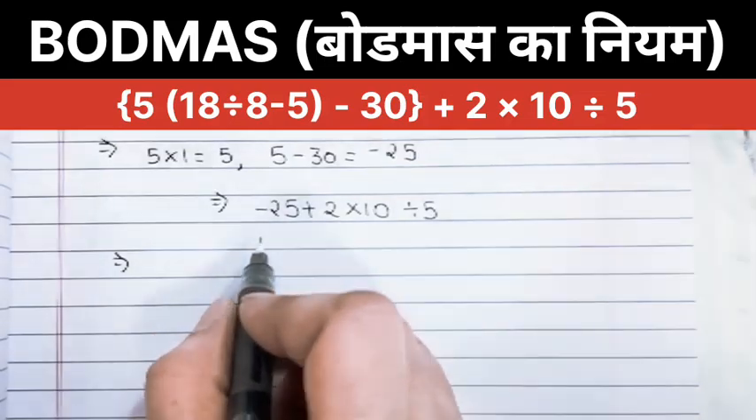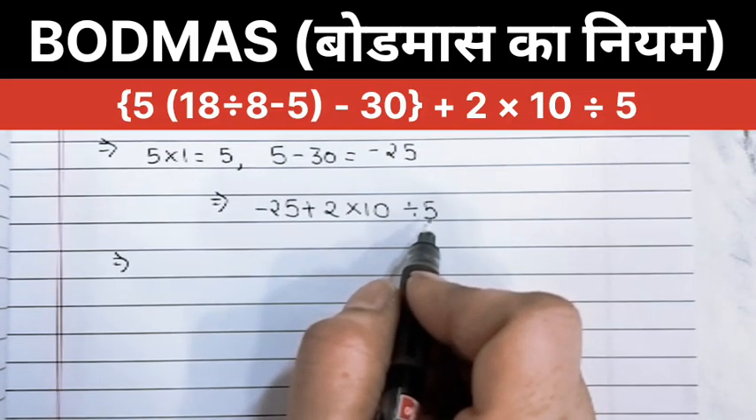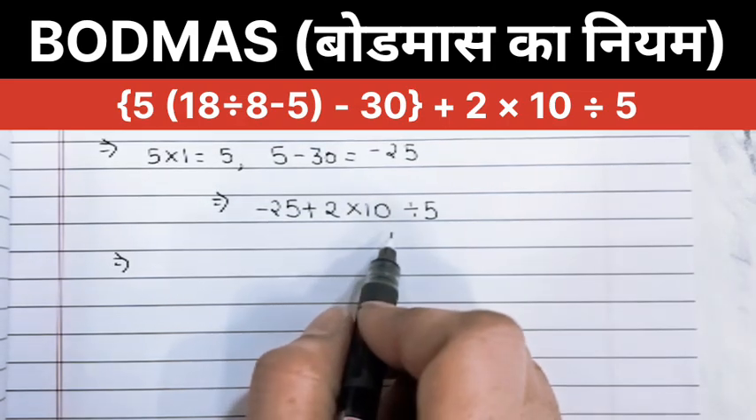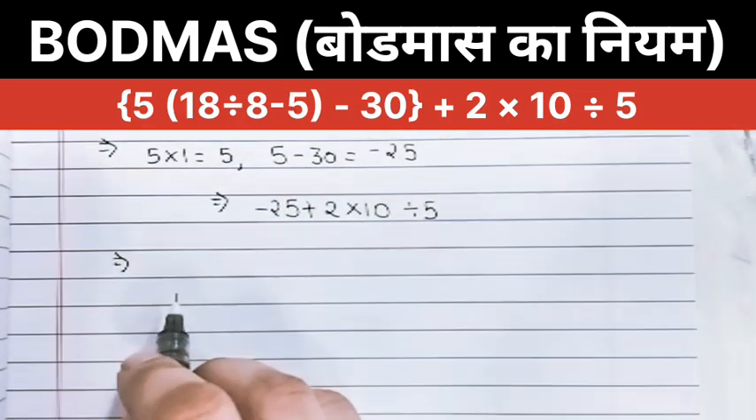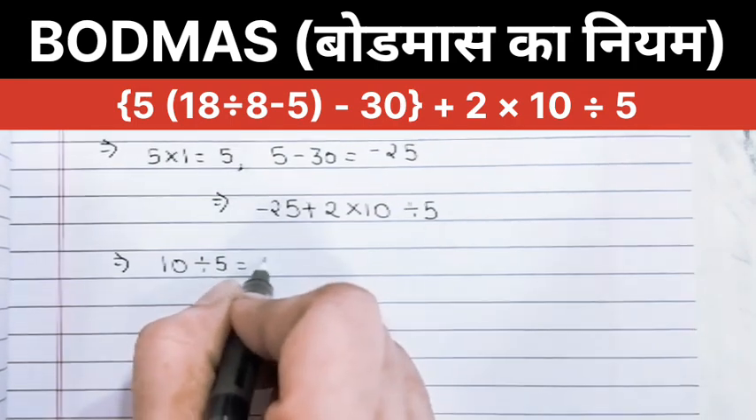Solve the remaining operations outside the brackets. Now we apply the DMAS to the remaining terms. First we divide, then after multiplication, addition. Now first divide the values. 10 divided by 5 equals 2.